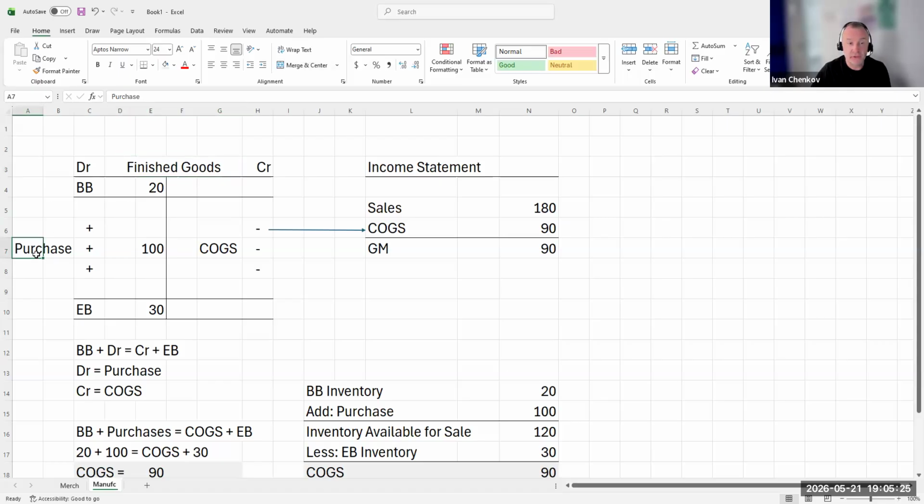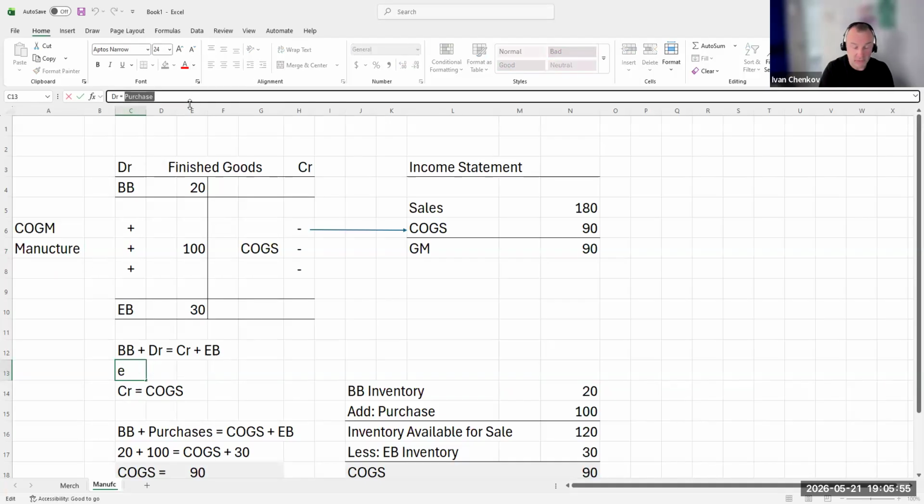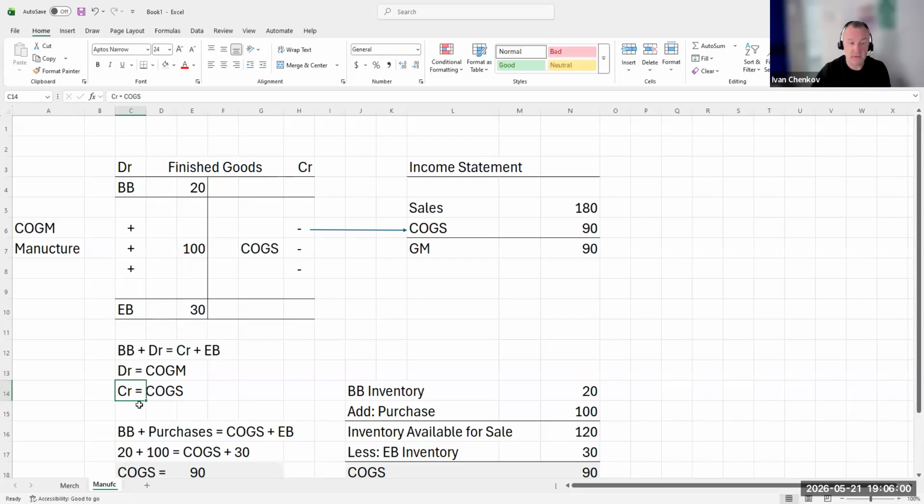Now, do I have to purchase those ones? No, actually I have to manufacture them. And once I manufacture, those goods are going to come with the cost of goods manufactured. Once I manufacture, they're going to have their own cost. So I have to make some changes here. Debit is no longer purchases now. That will be cost of goods manufactured, and credit is going to stay cost of goods sold.